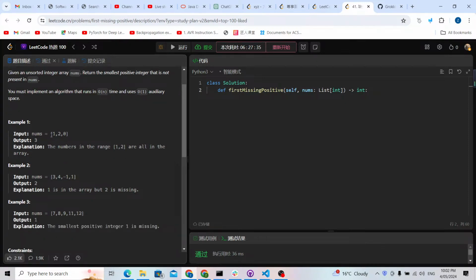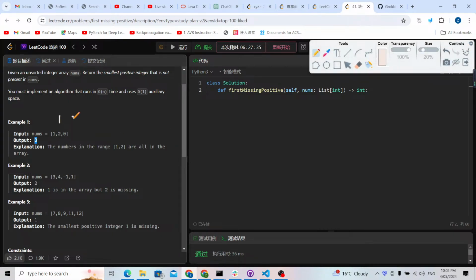The length of nums is 3, and the result is 3. So what's going to be the maximum result? For example, if the numbers are 1, 2, 3, then the maximum result may be 4. The maximum result is the length of nums plus 1. So it's going to be 4. In this example the result is 2, and the length of the array is 4. For this one, the length of the array is 5, and the result is 1.